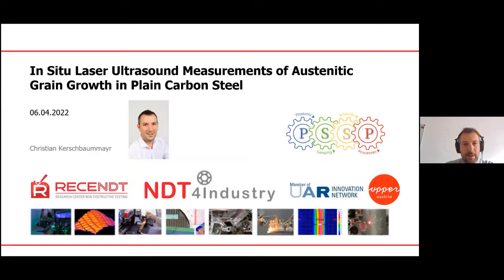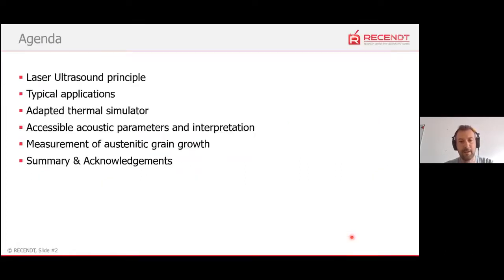So let's have a look at the agenda today. I think there are some people in here who are not very familiar with the laser ultrasound principle. So I will give an overview about the laser ultrasound principle. Then I will show you some typical applications of laser ultrasound. Then I will introduce you to the adapted thermal simulator from our labs, the accessible acoustic parameters and the interpretation. And after that, I want to give you an insight about the measurements of austenitic grain growth. And at last, I want to sum up everything and give some acknowledgements.